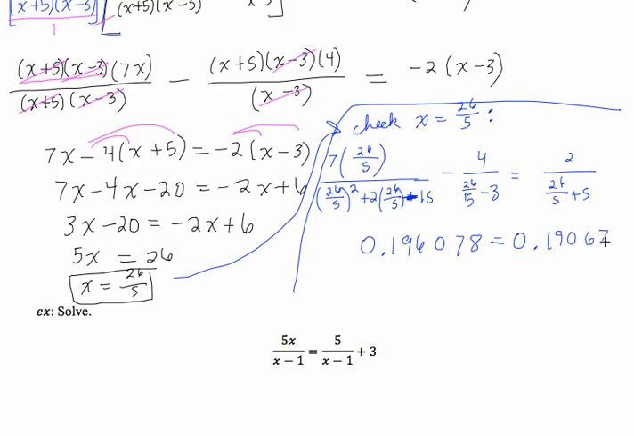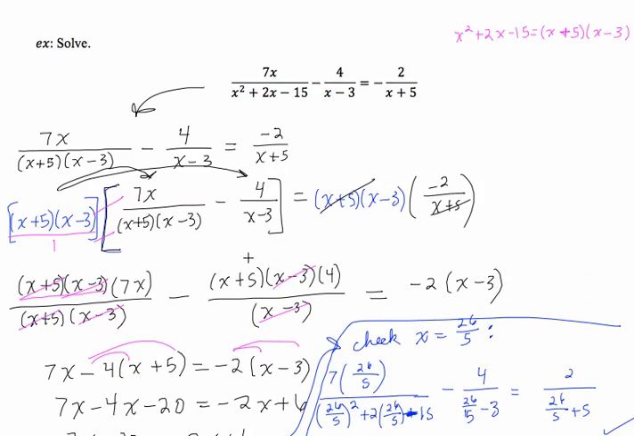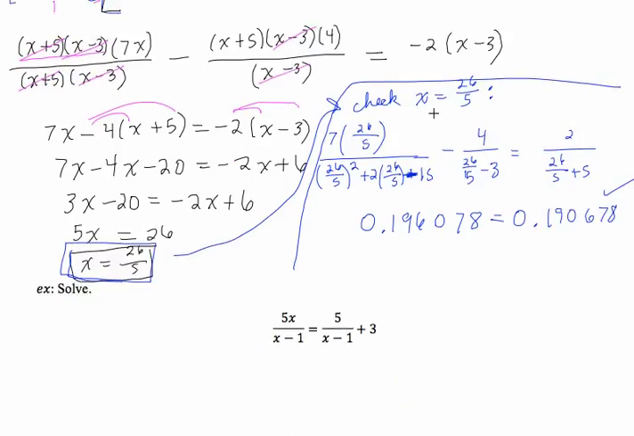Okay, so you can do a quick check by just approximating if the numbers are just terribly ugly like in this case, and it does work. So this is in fact an answer to that rational equation up here. Alright, let's do another example.